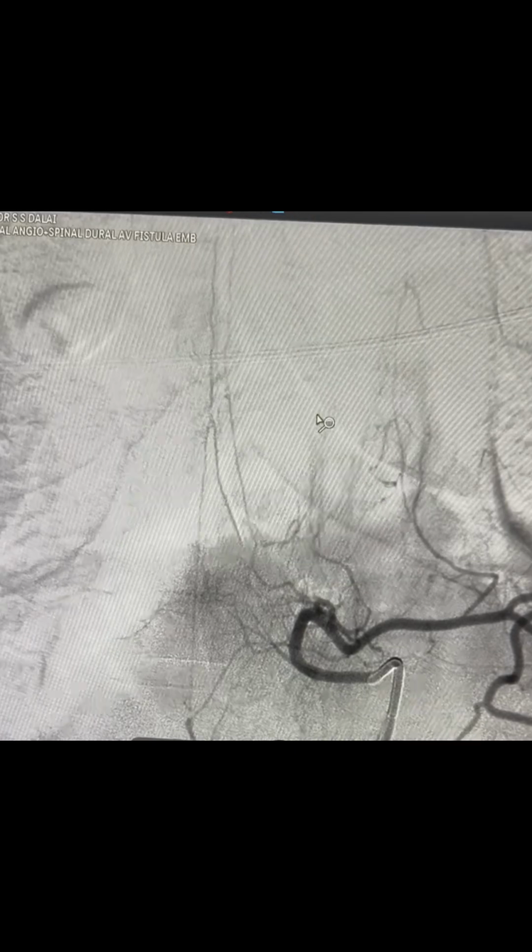This is the anterior spinal artery that you can note. It's a very, very important artery. If you embolize or close this artery, the patient will become paraplegic for life. It's irreversible damage. So it's very important for us to identify this anterior spinal artery.